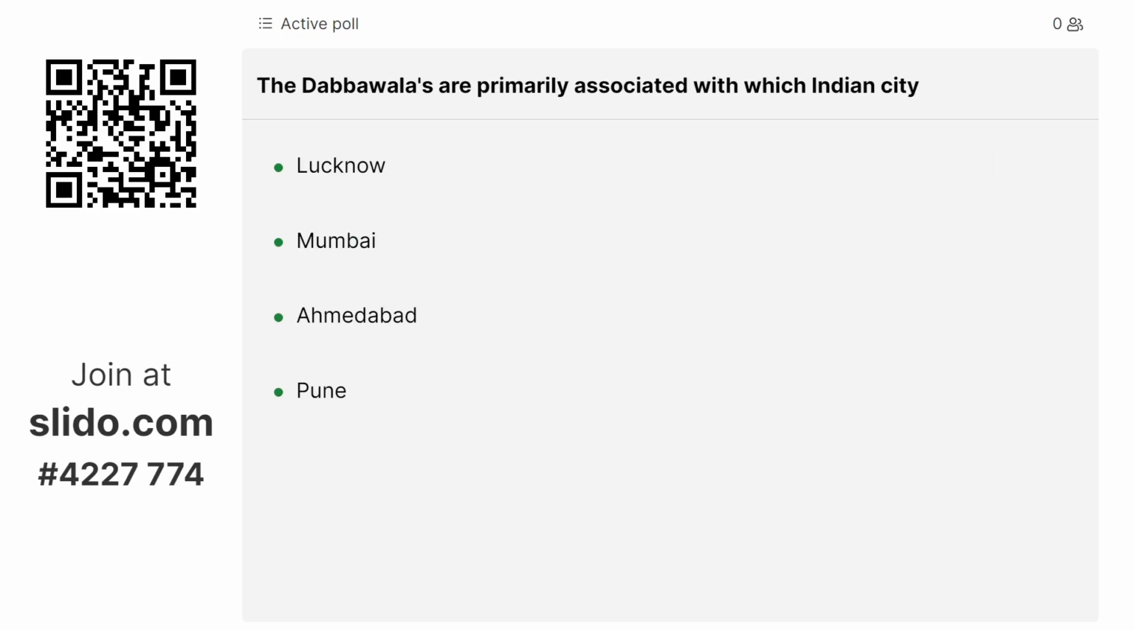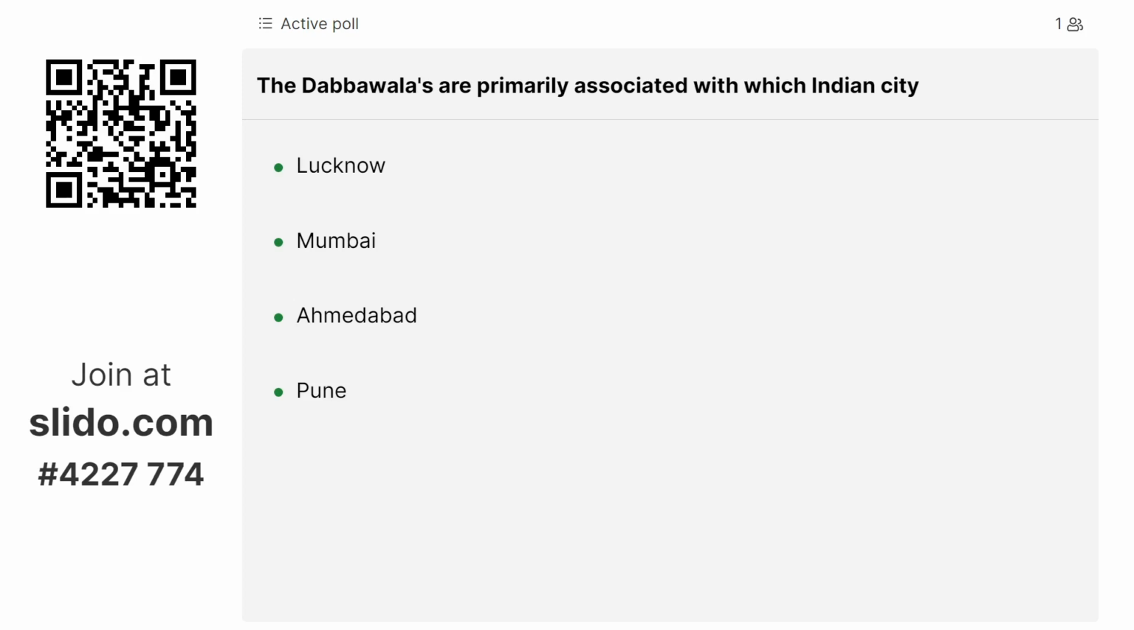So another quick poll. I think it's a very easy one. Even if you don't know the answer to it, by look and feel, you will be able to attempt it. The Dabbawalas are primarily associated with which Indian city? I believe in your mobile phones, the poll would be active, and by default, it will shift to the next question. So you can continue to open your Slido website, and the question will change. I would want you to respond to it.